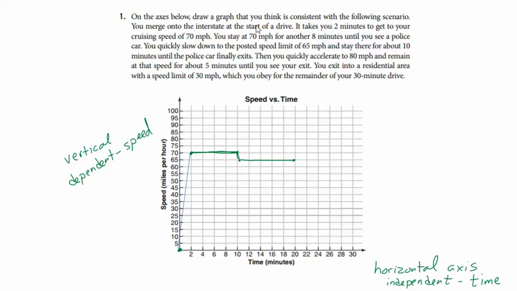All right, so let's go to the next piece of information, see how you did. Then you quickly accelerate to 80 miles per hour and remain at that speed for about 5 minutes until you see the exit. So from here, I'm going to go to 80 miles per hour quickly. So I'll go a little bit past 20 minutes because I can't do it instantaneously. It's got to be a little bit of time passing. And I'm going to stay there for about 5 minutes.